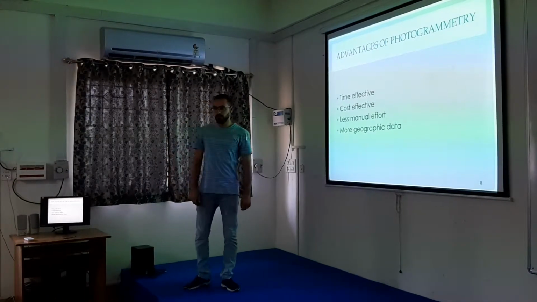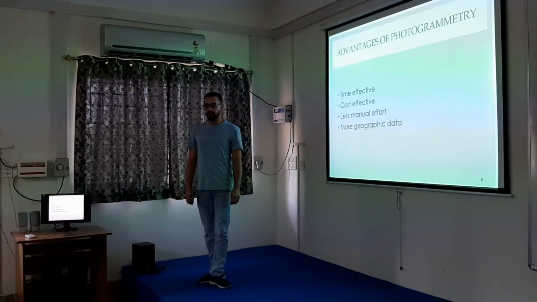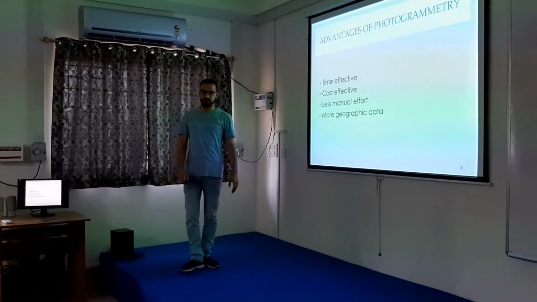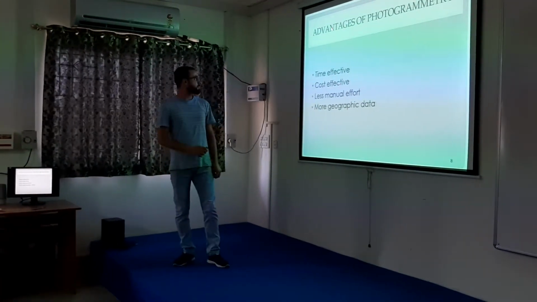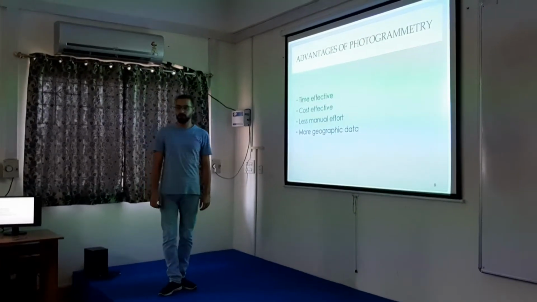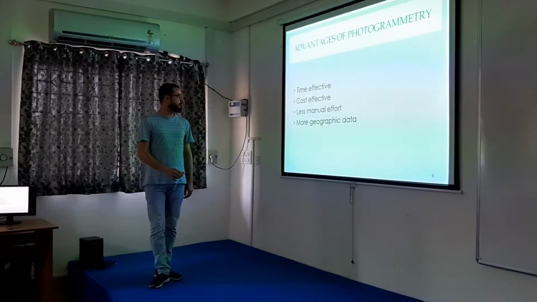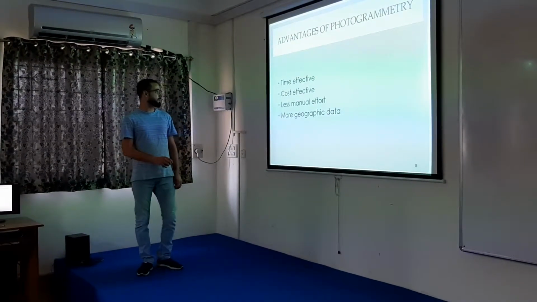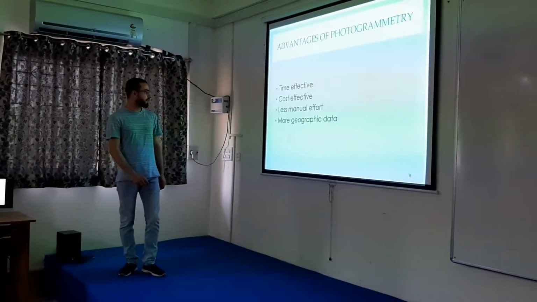So let's now speak about the advantages of photogrammetry. You go to the field once. Just one time, you go to the field, get some points, and you have the photos, and you process them in the office. It's time effective. No need to go back to the field and no need for transportation, and the cost will also be less. You have one trained person who will do this, and it can be automated. So there is less manual effort, and more data.